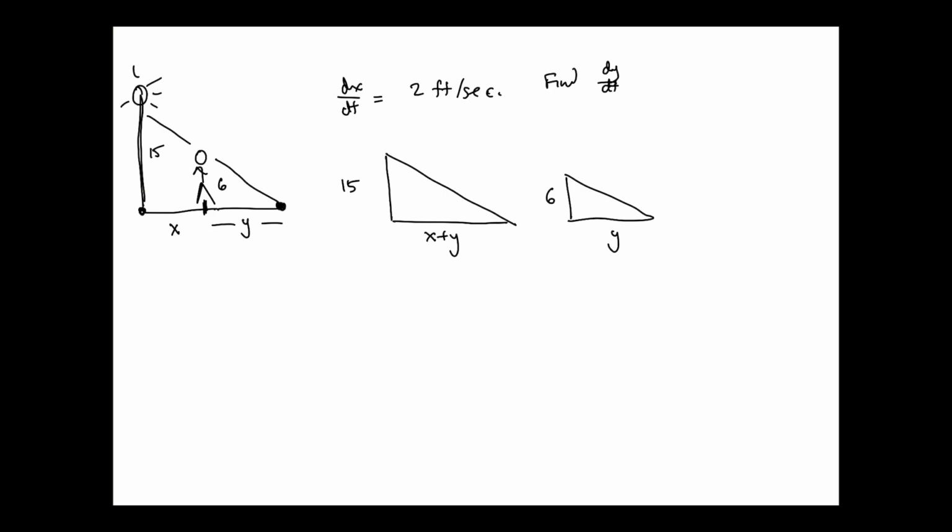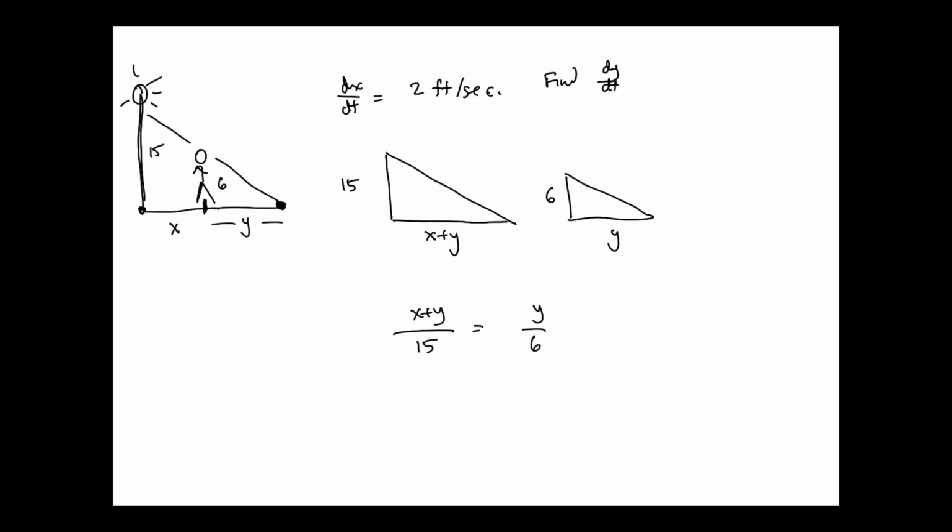Okay, so what proportion can I write down here? Well, a bunch of them, but let me do it this way. Let me say as x plus y is to 15, so too is y to 6. Right? So as base is to height, so too is base to height. Now I could have written a whole bunch of other versions of that, but this one is maybe the easiest to use because I put the variables on the top for convenience. Does that make sense?